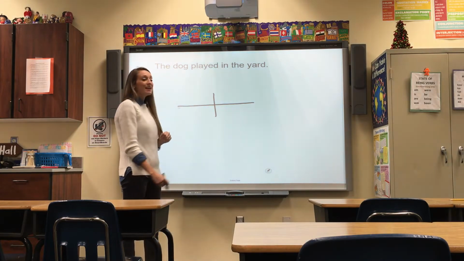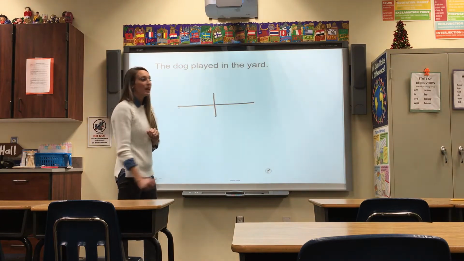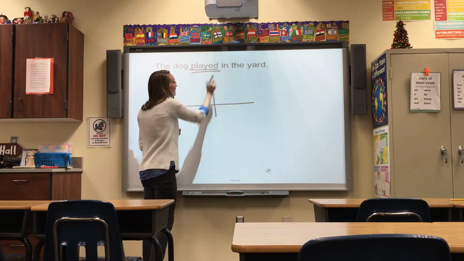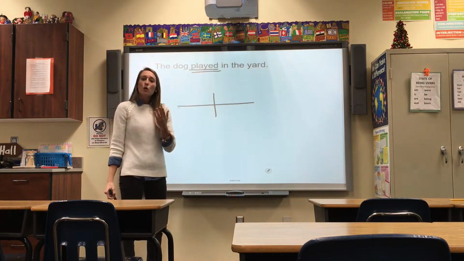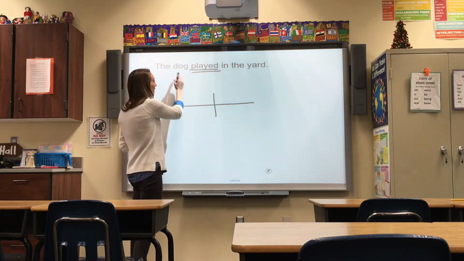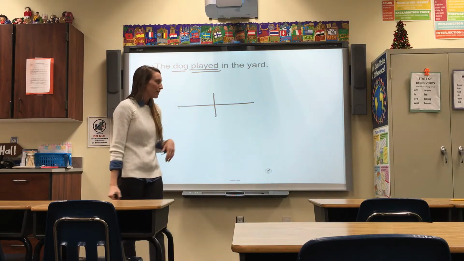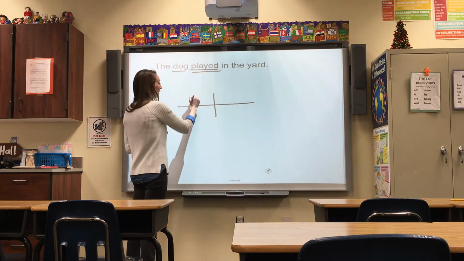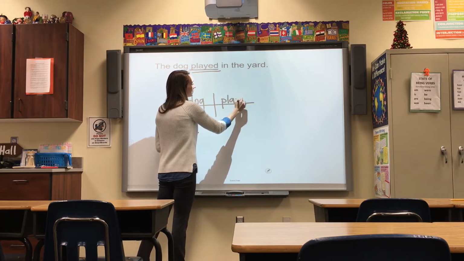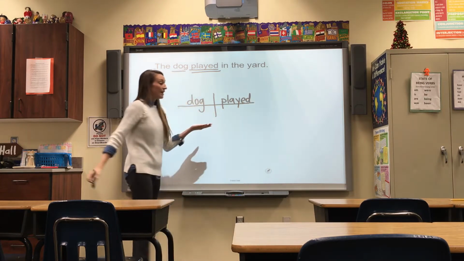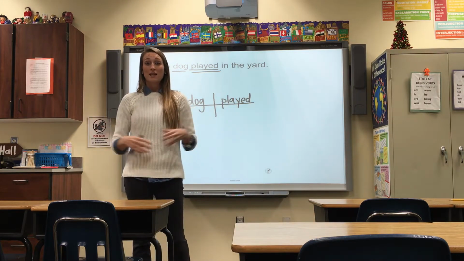So, I like to underline my verbs first. In this case, my verb is played. Always underline your verbs 2 times. My subject is who or what played, dog. I underline my subject once. Now I'm ready to put my words in my diagram. The subject always goes on the left, and the verb always goes on the right. That's a basic diagram and is the foundation that we build all our more advanced diagrams on.